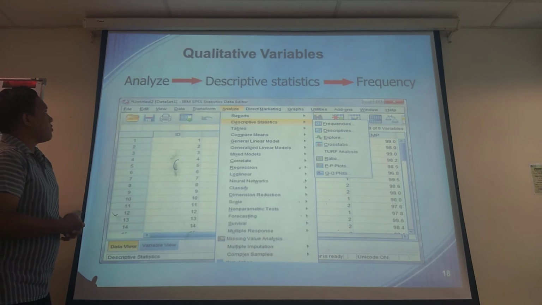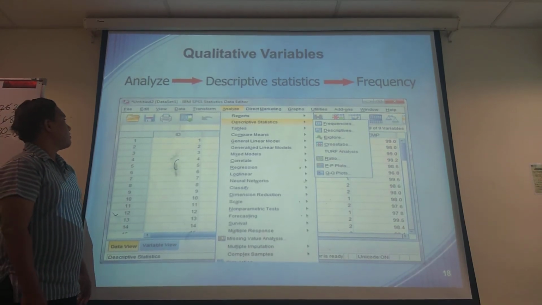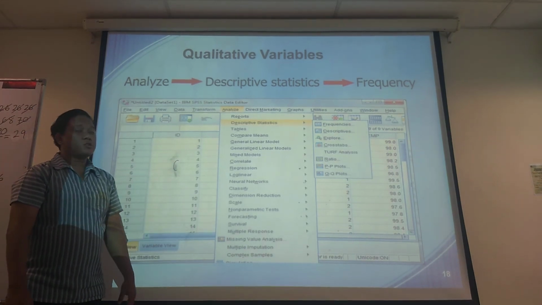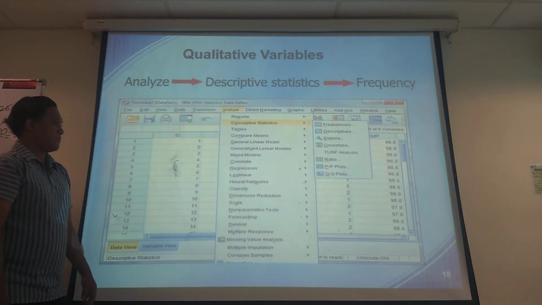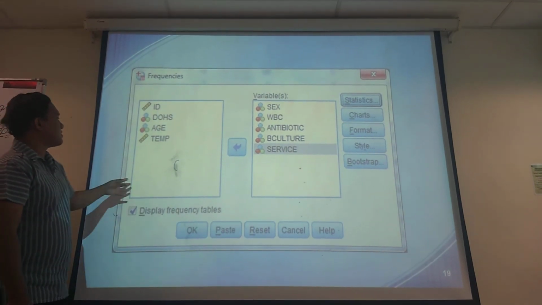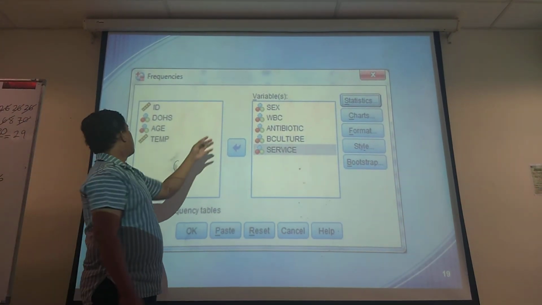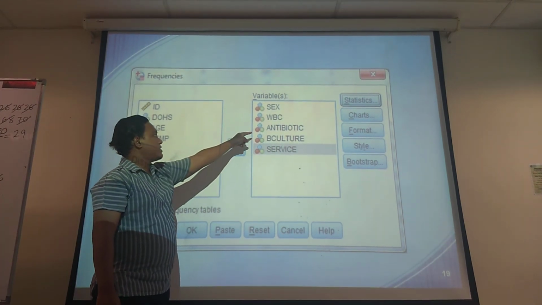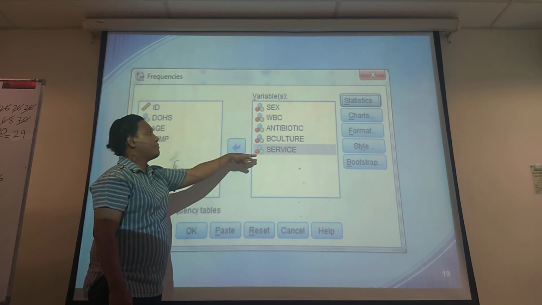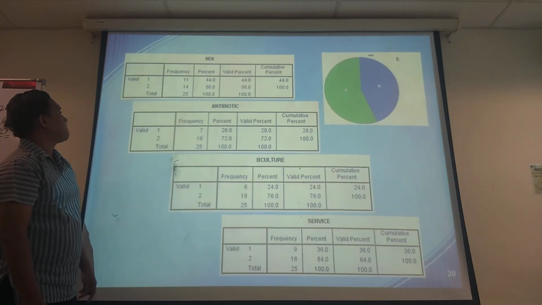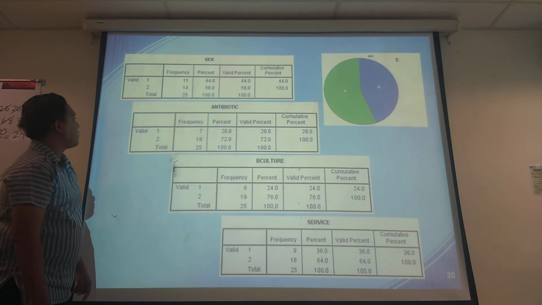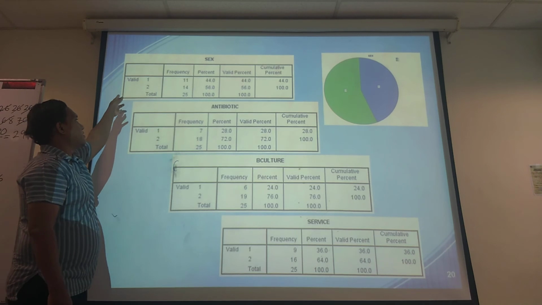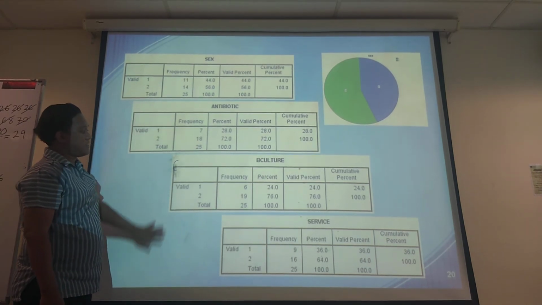So this is about the qualitative variables. First of all, you must analyze the descriptive statistics using frequencies. Just like this, frequencies, you can see, for example, for the variables, you can see sex, UC, antibiotic. This is an example of the variables. After you click, you will get the data like this. You get the pie chart, you get a table like this.